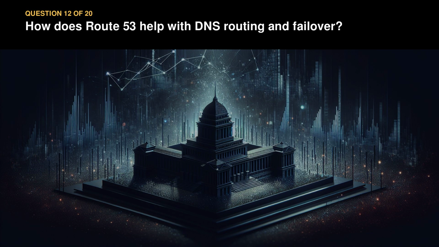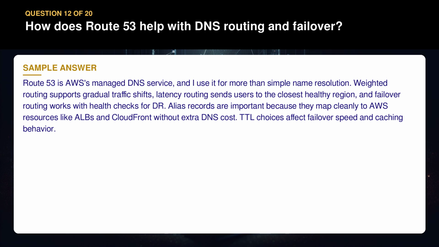Question 12. How does Route 53 help with DNS routing and failover? Route 53 is AWS's managed DNS service, and I use it for more than simple name resolution. Weighted routing supports gradual traffic shifts. Latency routing sends users to the closest healthy region, and failover routing works with health checks for DR. Alias records are important because they map cleanly to AWS resources like ALBs and CloudFront without extra DNS cost.